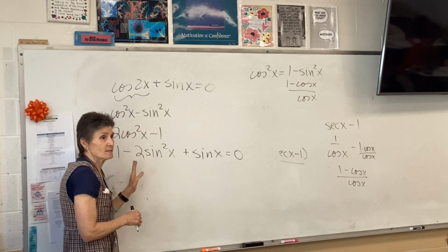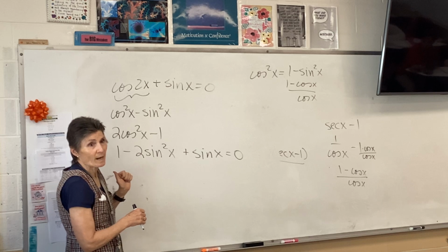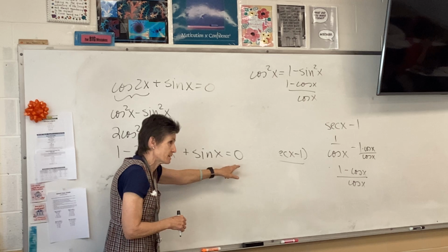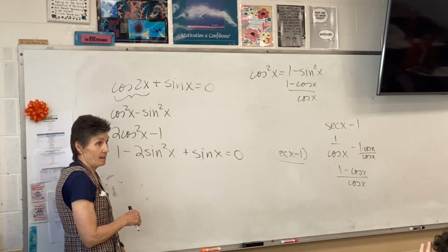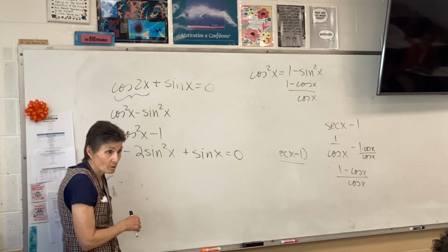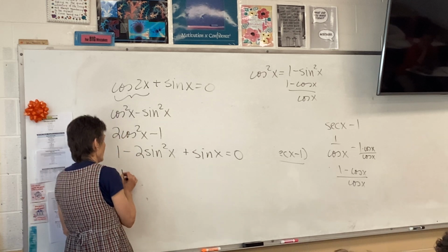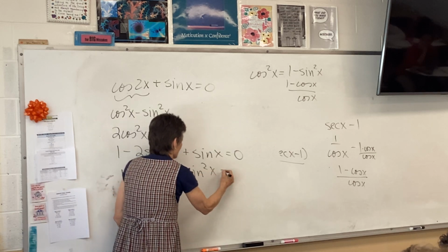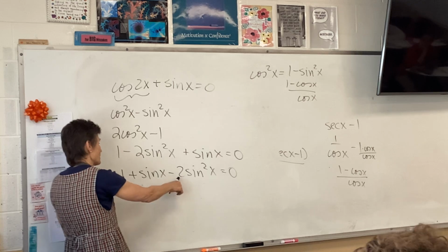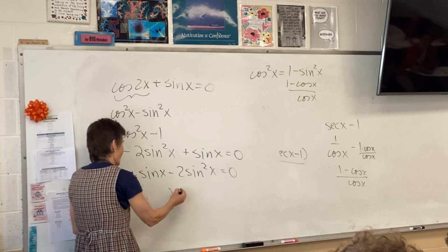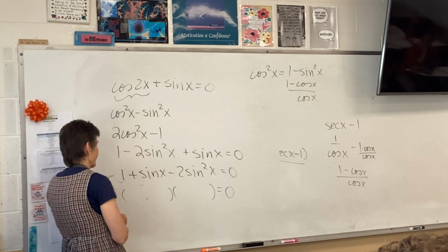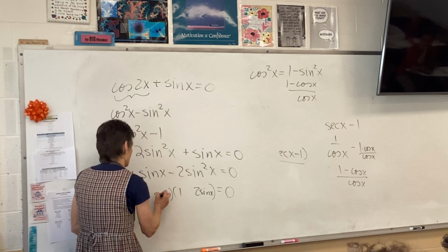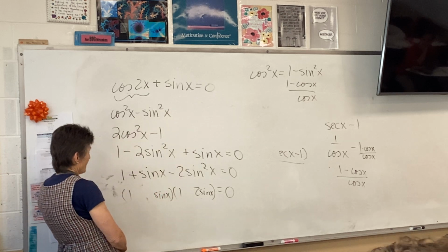Now, what kind of an equation is that? It's quadratic, right? What am I going to do with my quadratic? Well, it's already set equal to 0. Maybe I'll get it in the right order and then factor it. So 1 plus sine minus 2 sine squared equals 0. It's kind of backwards, but I hate those negatives there, so I'm going to write it this way. Now I'm going to factor it. I have 1s. Then I have to have a 2 somewhere. And now my signs.